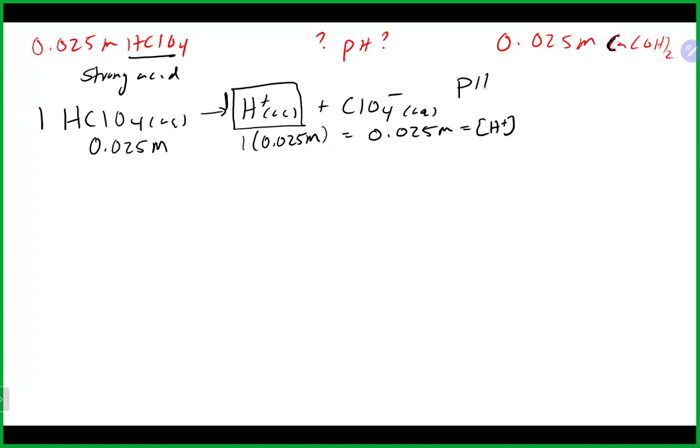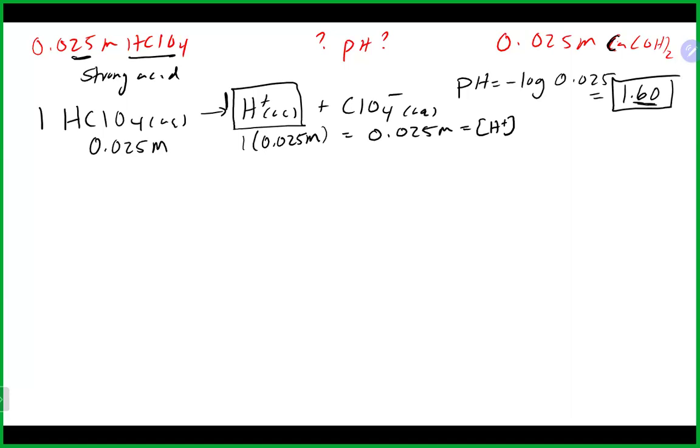So we can now go into our pH, the negative log of 0.025. That's going to give us a pH of about 1.60. 1.60 is definitely acidic, which is what we would expect with an acid in this particular case. Once again, 2 significant figures means 2 decimal places on the pH. Any questions on that one?